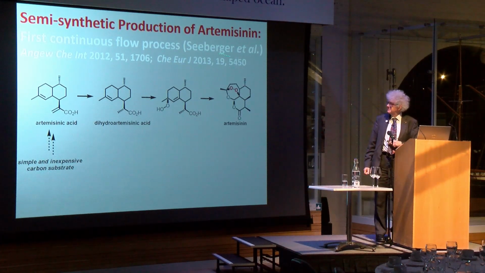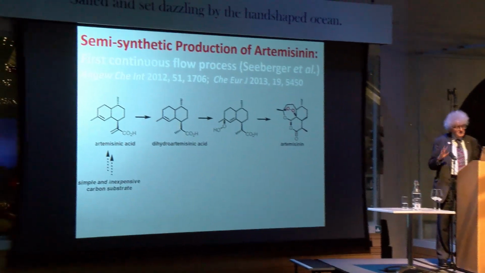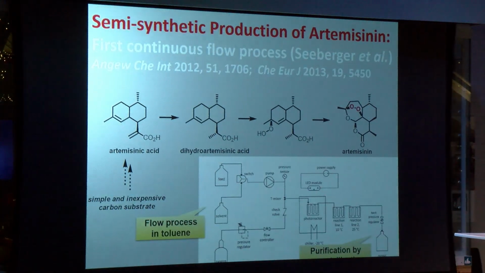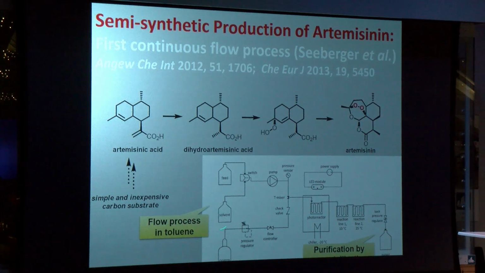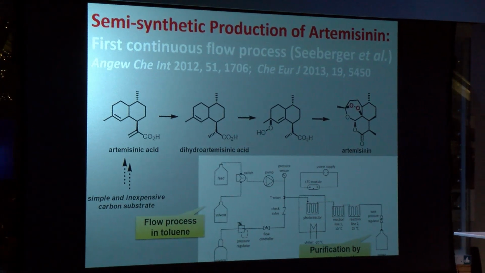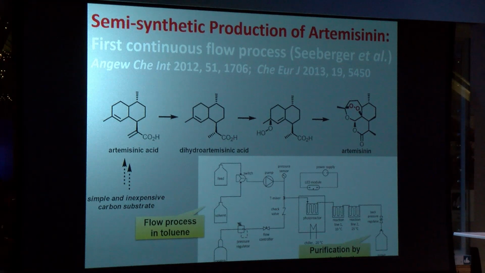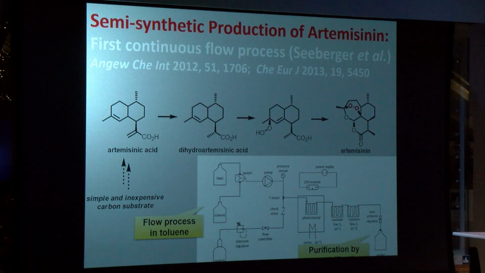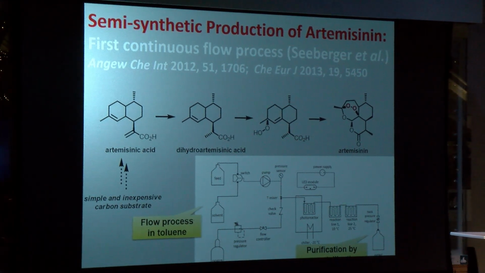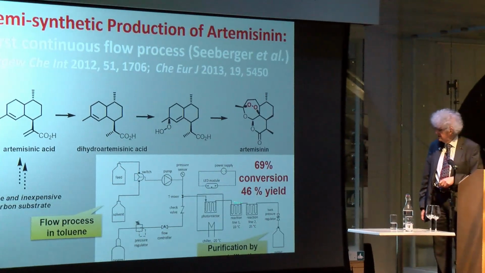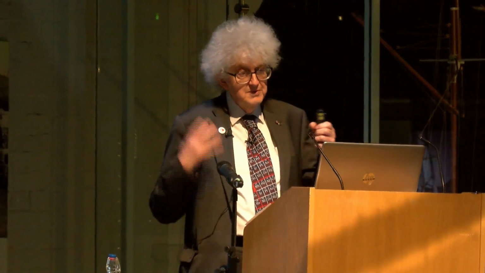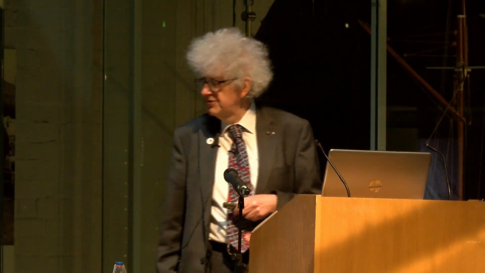So the German chemist Peter Seeberger did a continuous process. You can see his apparatus is quite complicated, and he managed to change to toluene, which, although it's not a particularly good solvent, is a non-toxic solvent, less problematic than dichloromethane. And he managed, at least in his first papers, to get about 46% yield. So we decided we would try this in supercritical CO2.